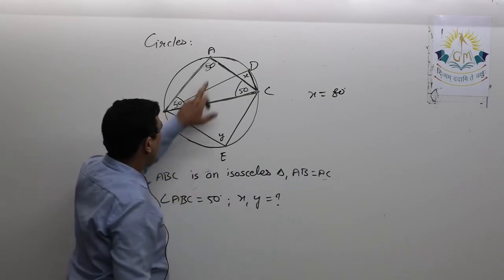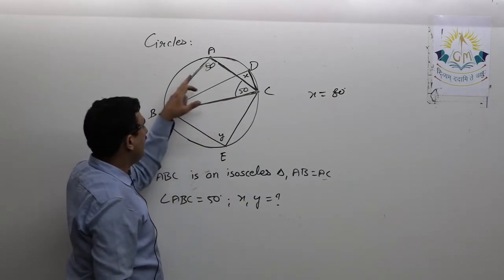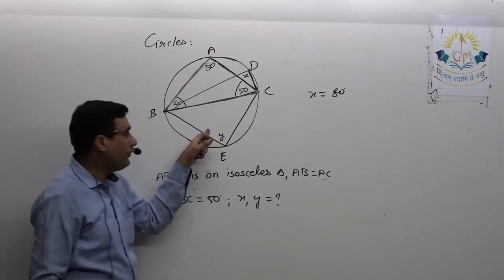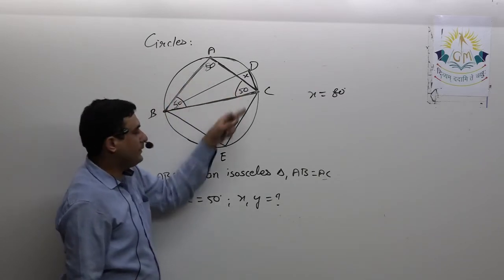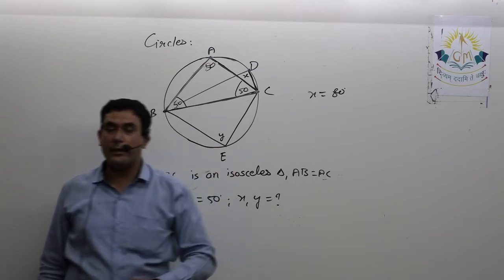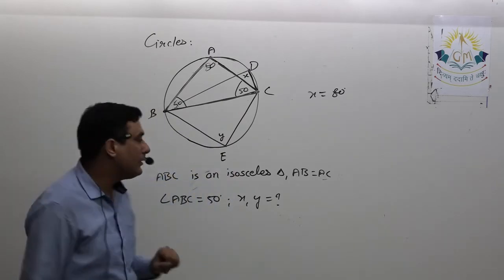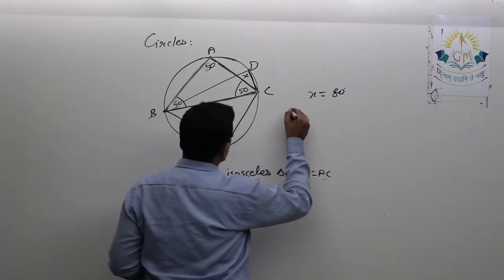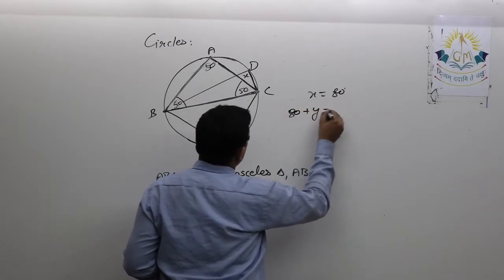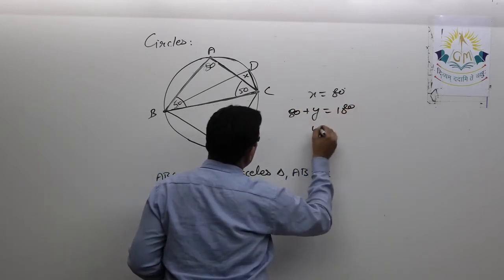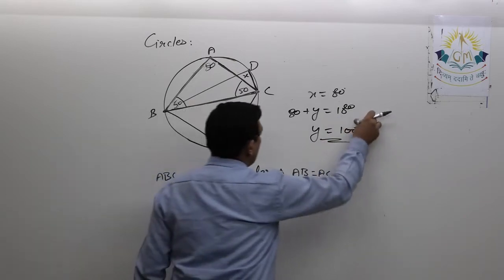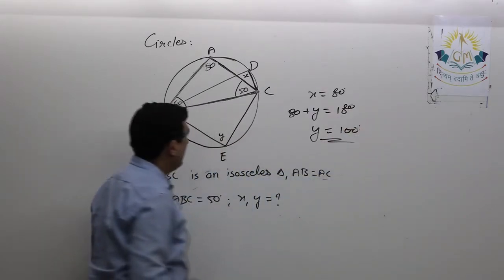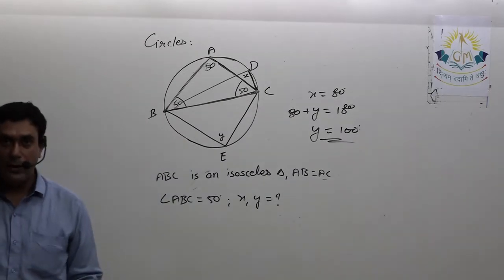Now, as I got 80 as angle BAC, it is very easy to get the measure of angle Y, because BAEC is a cyclic quadrilateral, and in a cyclic quadrilateral, the sum of opposite angles is 180 degrees. So I can write 80 plus Y is equal to 180. So Y is equal to 100 degrees. In this way, we got both measures, X and Y.